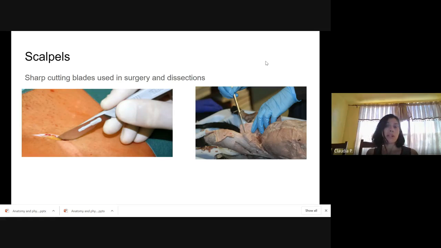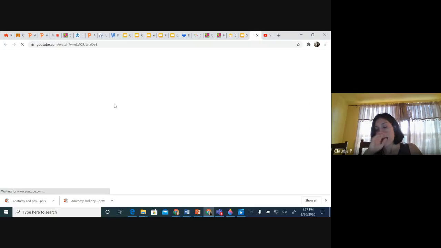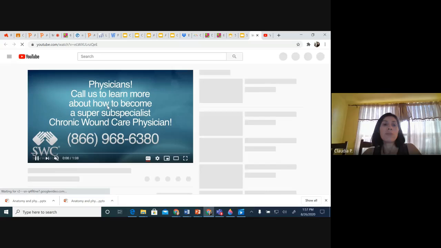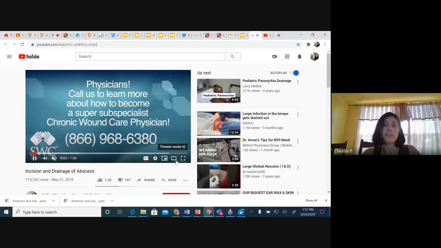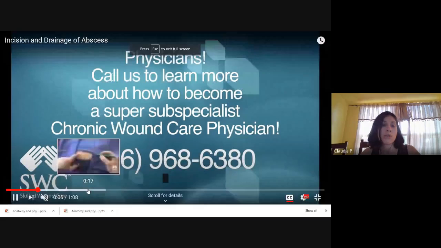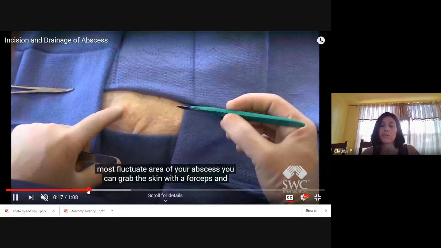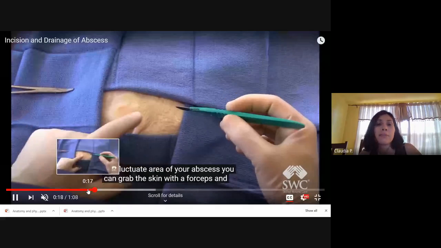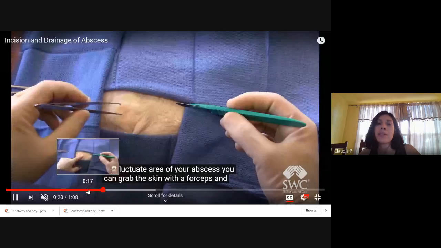And scalpels, not only are they used in dissections in our classroom setting, but they're also used in surgery. So I do want to show you a quick video. I don't know how squeamish y'all are. I know we have different sensitivities for the sight of blood. I'll usually give you a disclaimer because I have had students that really cannot stand the blood. This is not real skin. You're not going to see any blood.